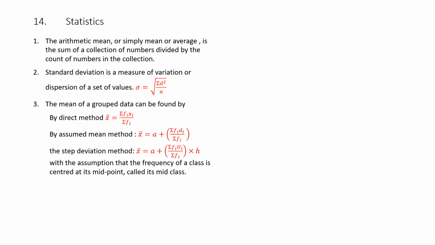The mean of a grouped data can be found by the direct method, where x bar is equal to sigma fi xi divided by sigma fi; by the assumed mean method, that is x bar is equal to a plus within brackets sigma fi di divided by sigma fi; then the step deviation method, x bar is equal to a plus within brackets sigma fi ui divided by sigma fi into h, with the assumption that the frequency of a class is centered at its midpoint, called its mid-class.